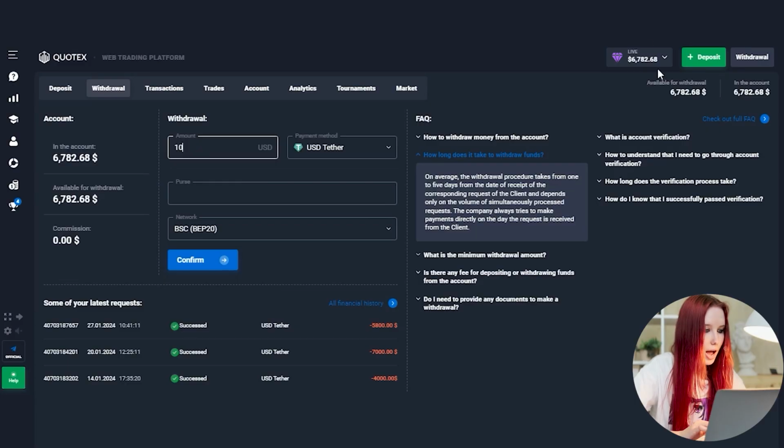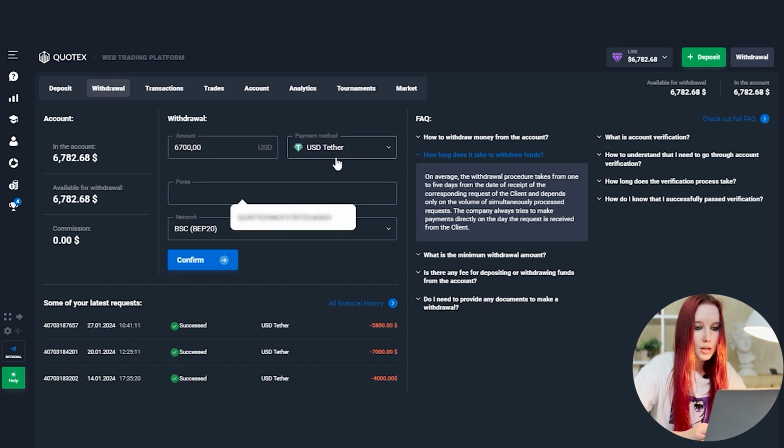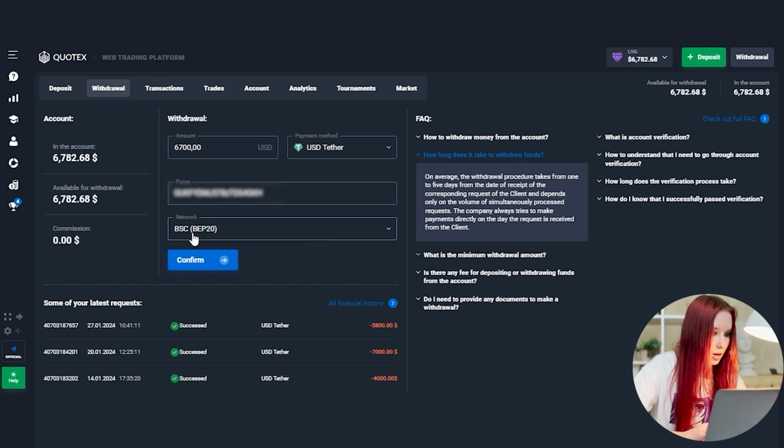I have $6,782 in my balance, but I'm going to withdraw 6,000 and let's say 700. I'll have only $82 left in my balance. So now we need to choose a wallet address. I select TRX20 and click confirm.